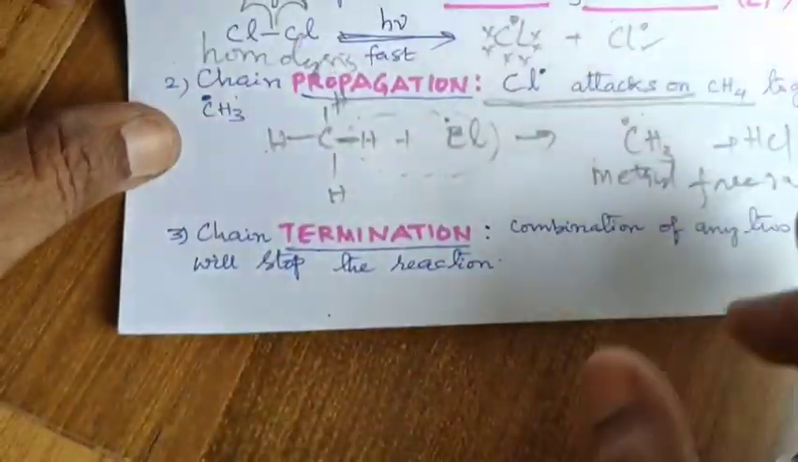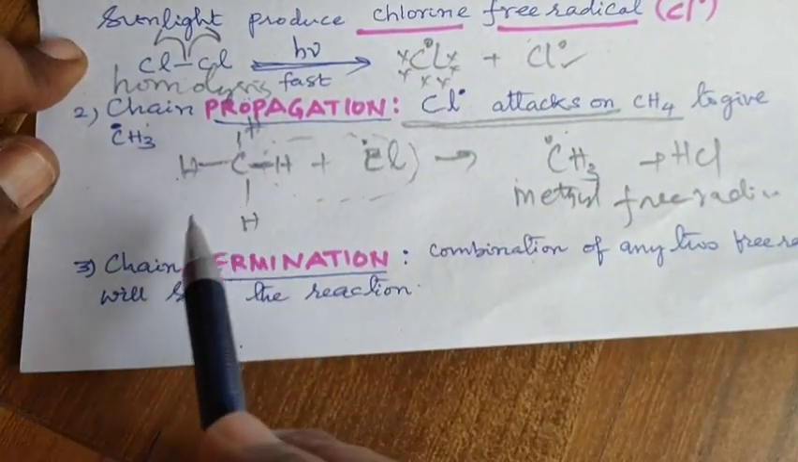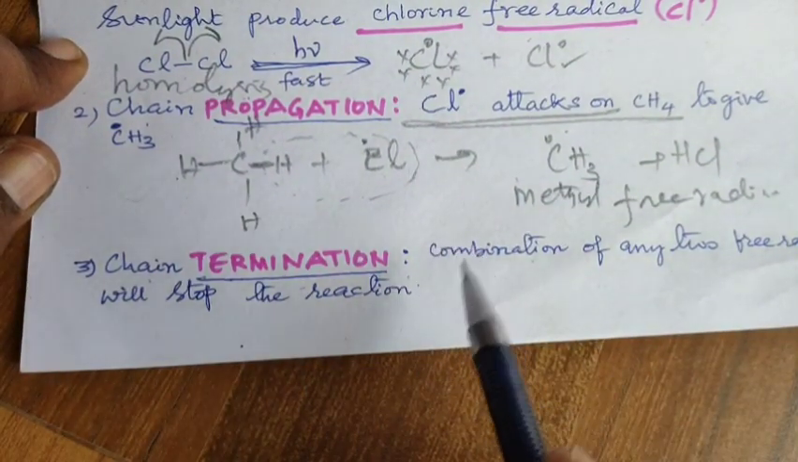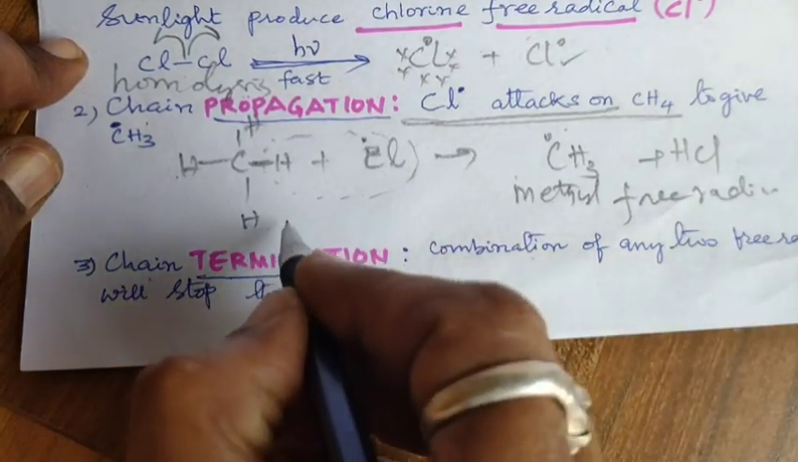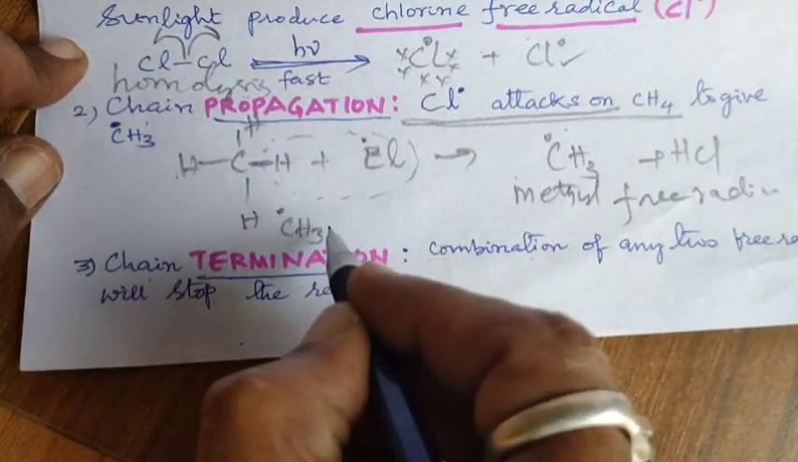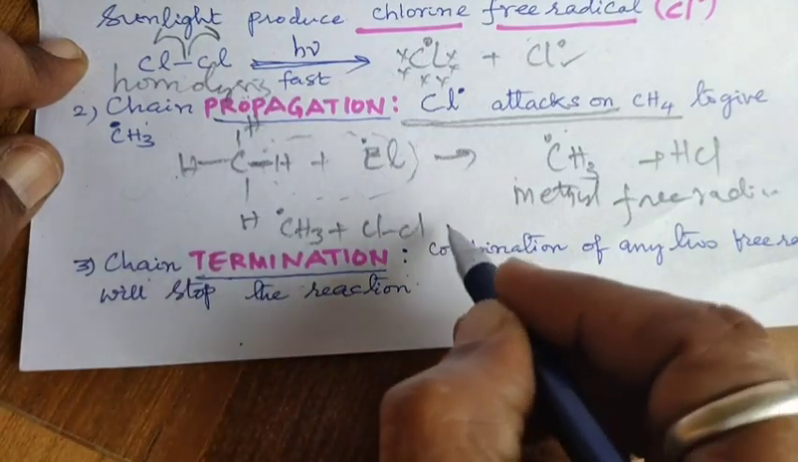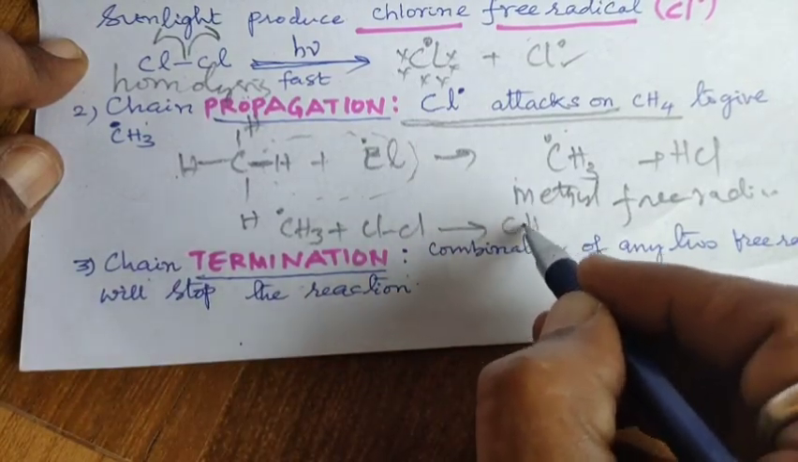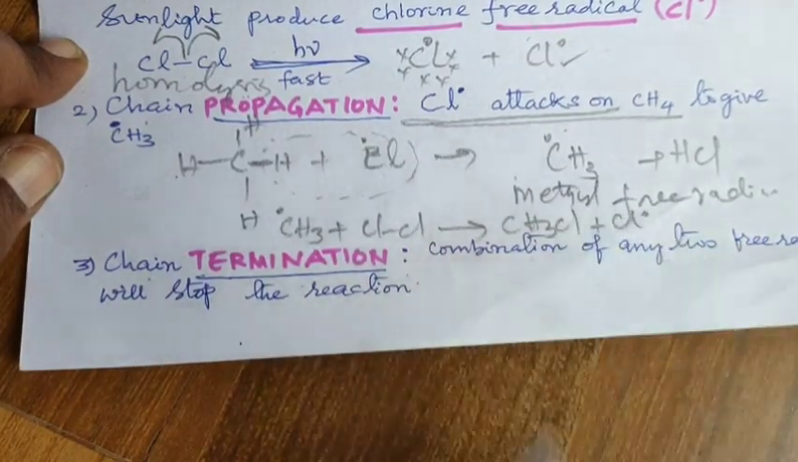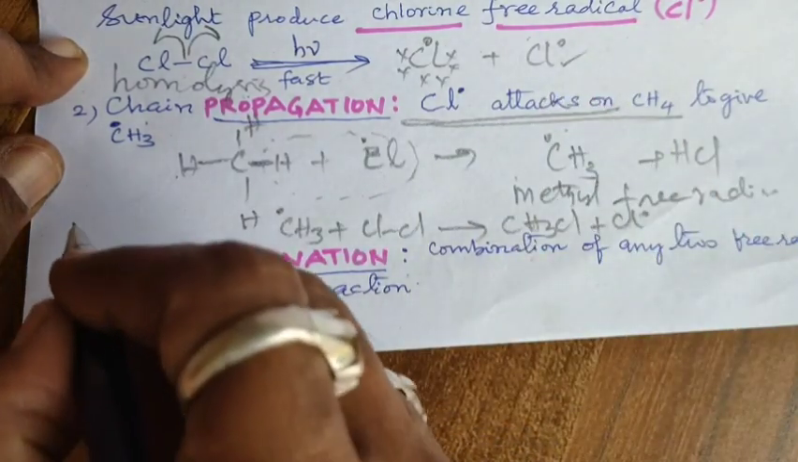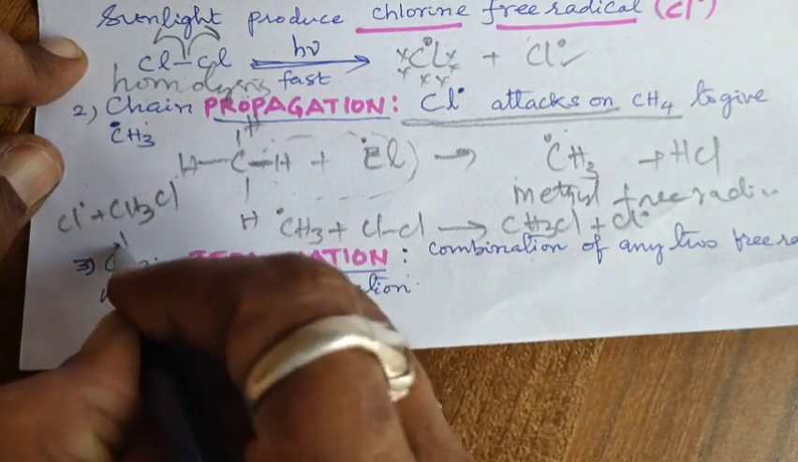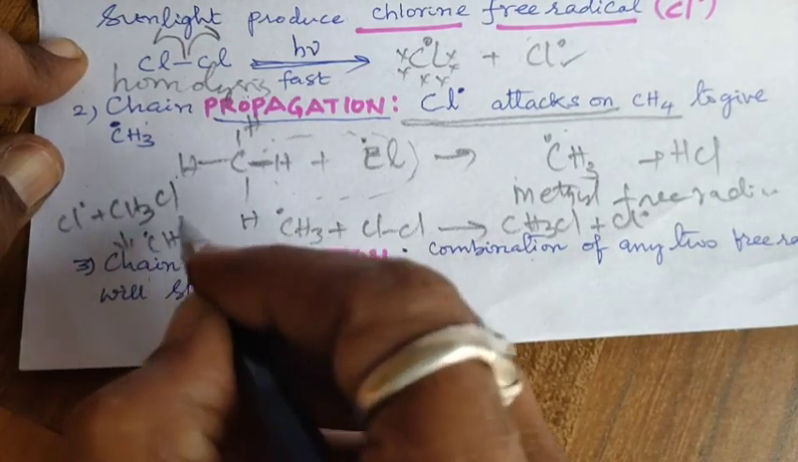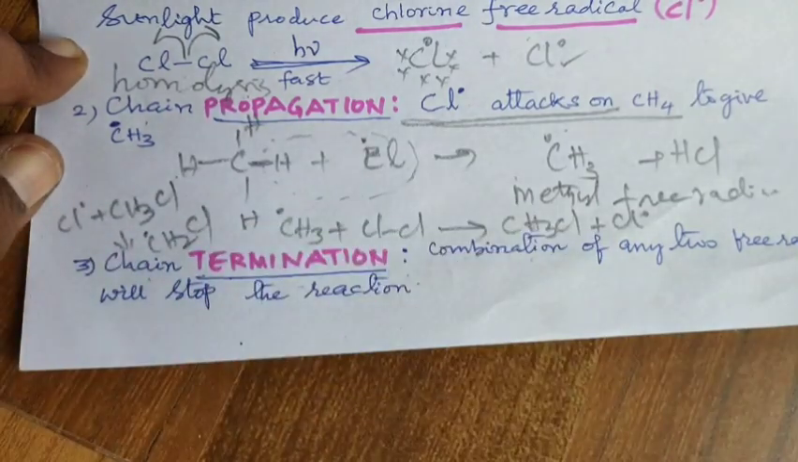Next one is chain termination. What is chain termination? This reaction is not stopped with this one. Again, this CH3 free radical reacts with a chlorine molecule and forms CH3Cl and chlorine free radical. This chlorine free radical reacts with CH3Cl to form CH2Cl free radical and HCl. It is going on.